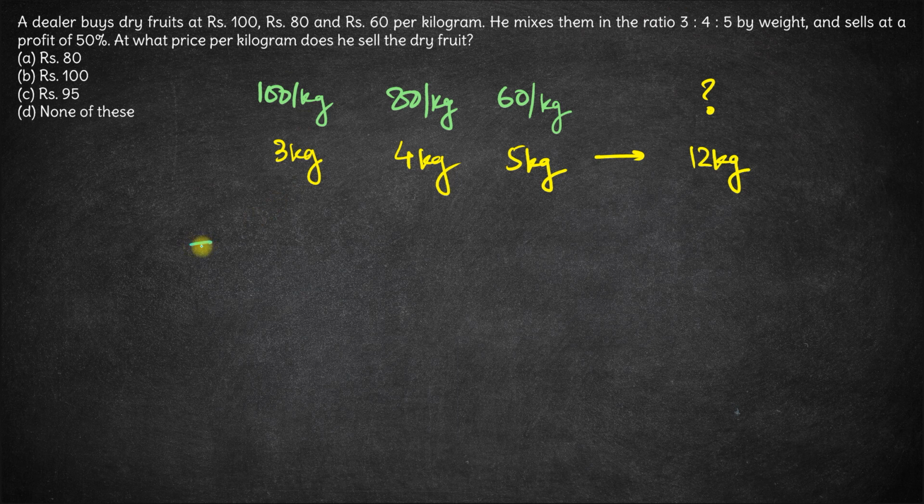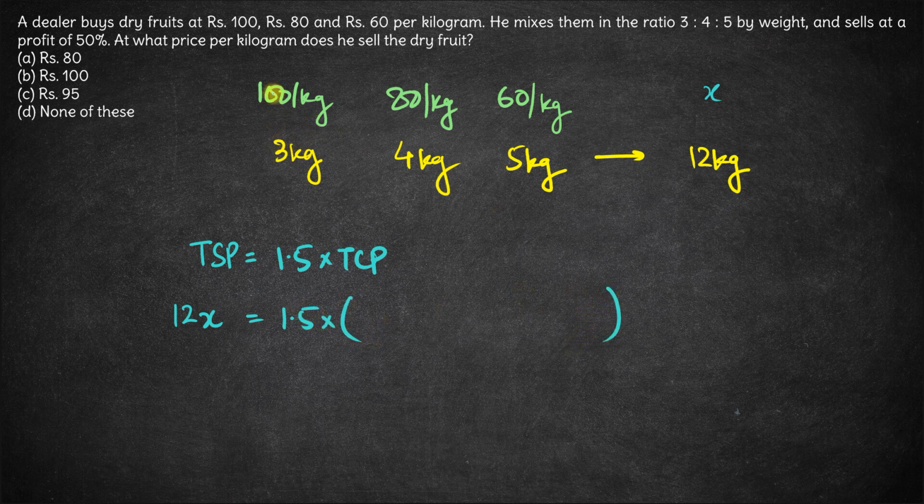So we know the total selling price will be 1.5 times the total cost price. Correct? Why? Because of 50% profit. The total selling price should be 50% more than the total cost price. Hence a multiplication factor of 1.5. Now let's say the selling price per kg is X. So the total selling price is going to be 12 into X for 12 kgs. This is going to be 1.5 into the total cost price of the mixture.